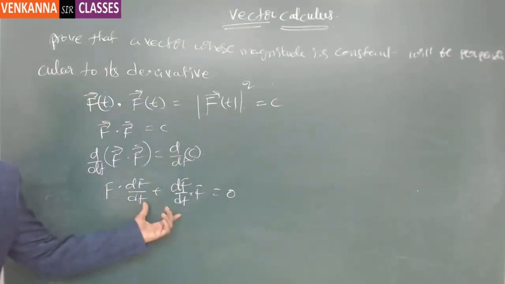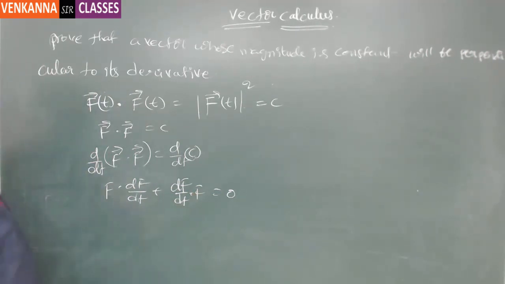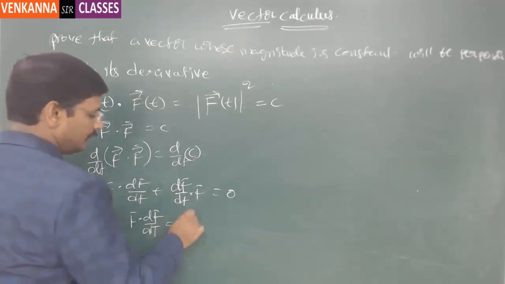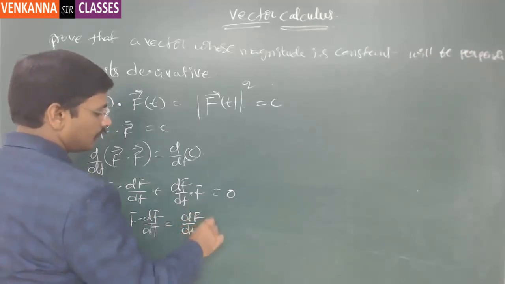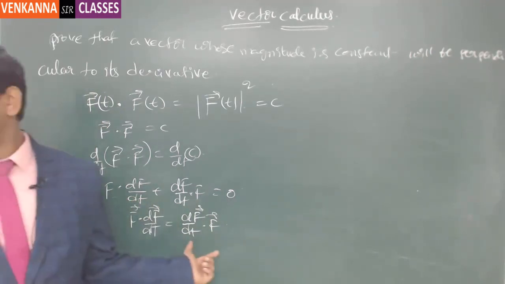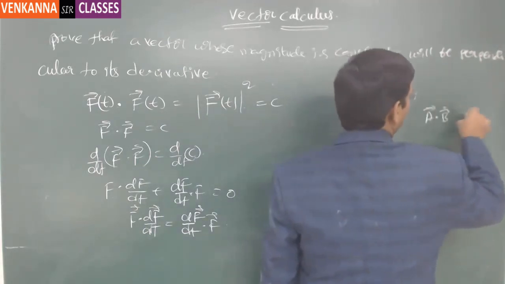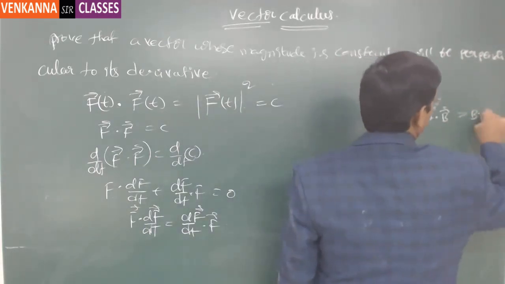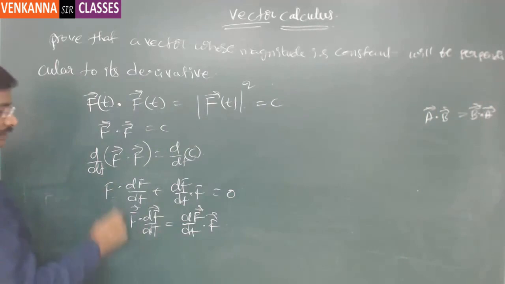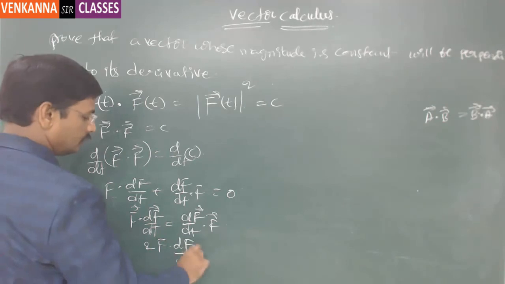Now in the case of scalar product, if the order is interchanged, the magnitude is not going to be impacted. So f dot df by dt is equal to df by dt dot f; both are one and the same. Even if you change the order, it won't make any difference in the case of scalar product, because a dot b is equal to b dot a, unlike the vector product. Hence this can be written as 2 times f dot df by dt is equal to 0.